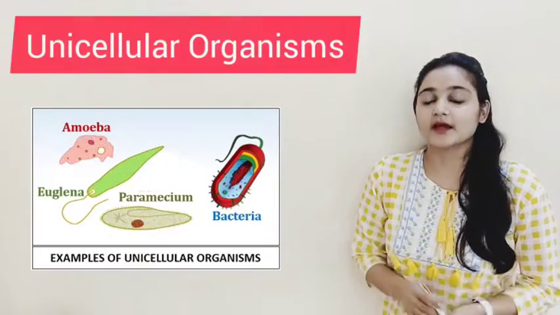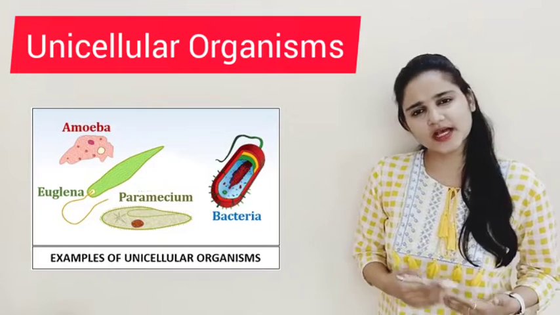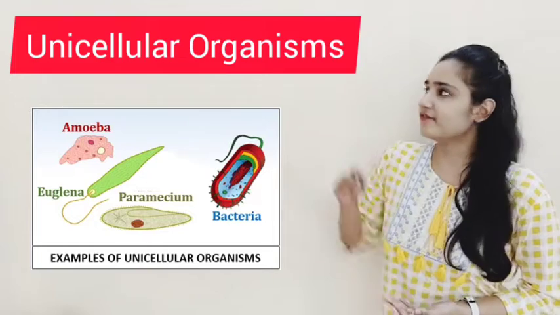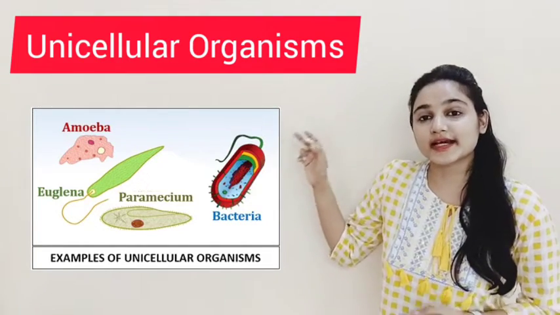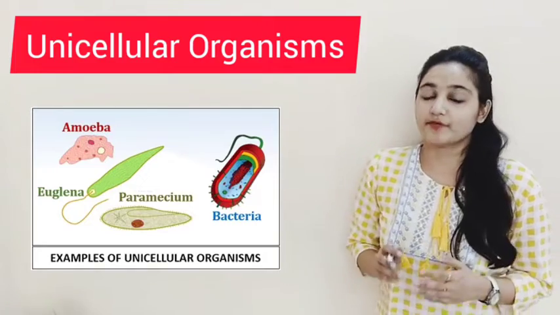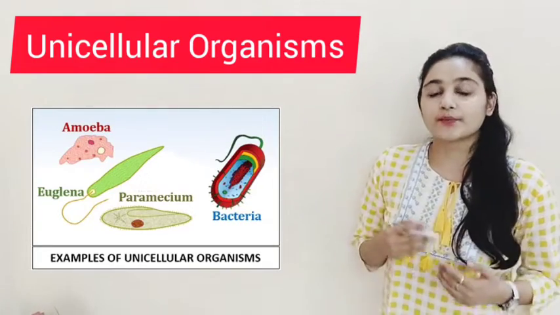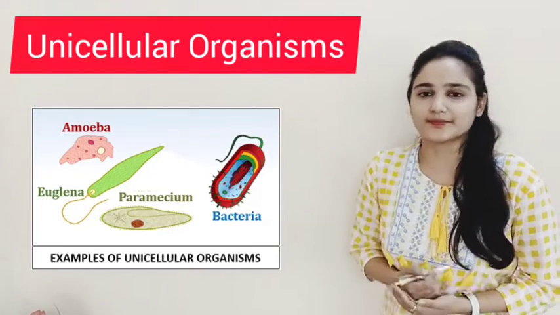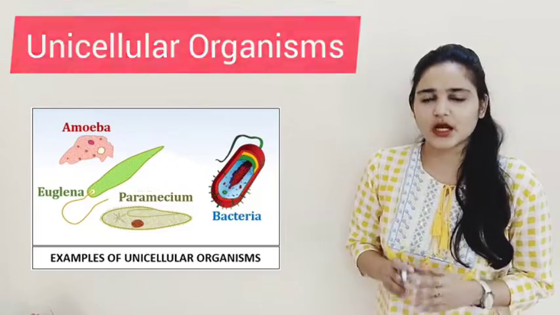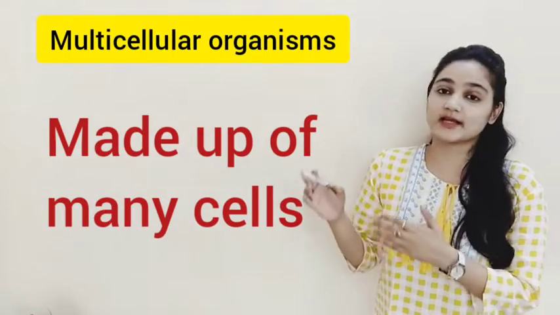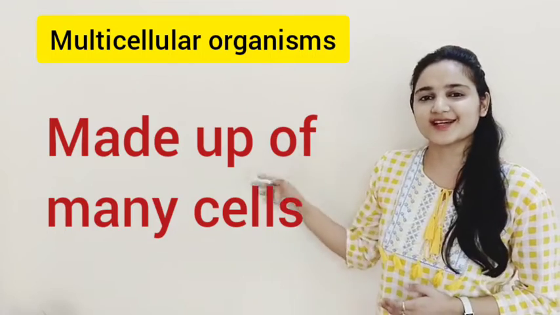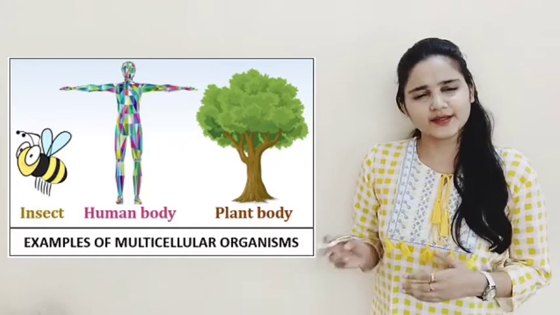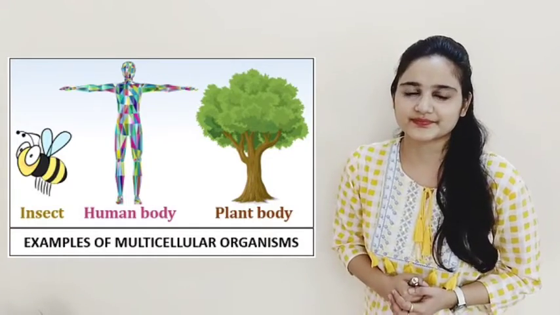Okay? Now there are unicellular organisms and multicellular organisms. The organisms which are made up of one cell are called unicellular organisms. For example, bacteria, protists, fungus, and the most common example is amoeba. The organisms which are made up of many cells are called multicellular organisms, right? For example, plants, animals, and human beings.